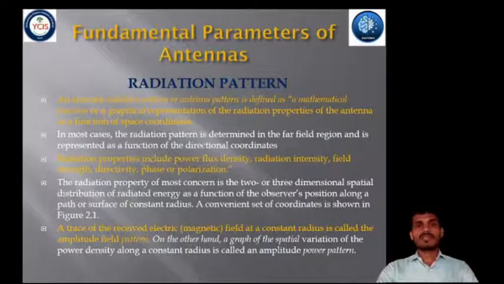Now, in most of the cases, the radiation properties or radiation pattern is determined in the far field region. This is your far field region, and it is represented as a function of directional coordinates. Directional means the direction of the signal which is transmitted from the transmitter toward any object. That means what should be the direction of the electromagnetic signal from the antenna into the free space.